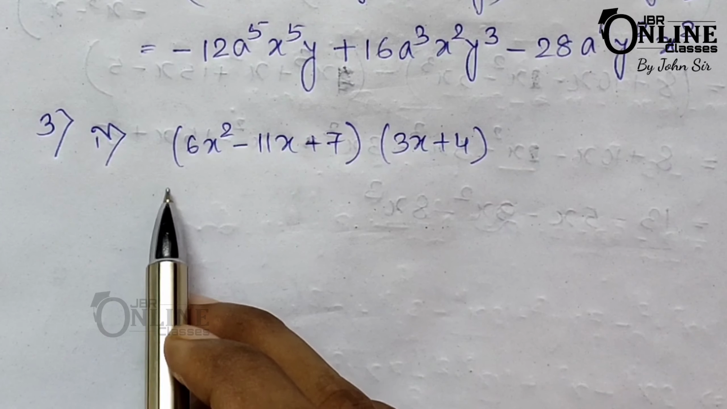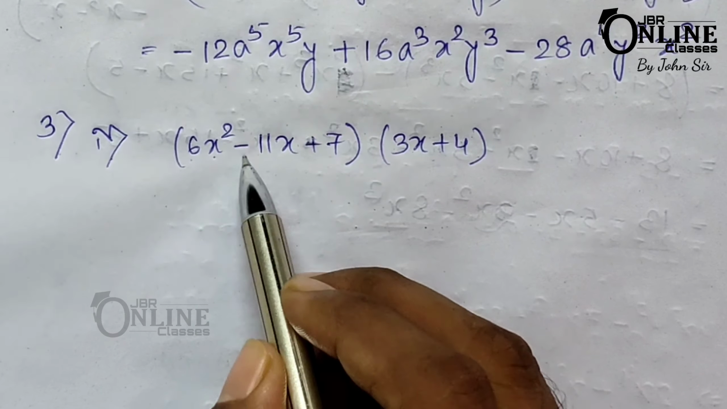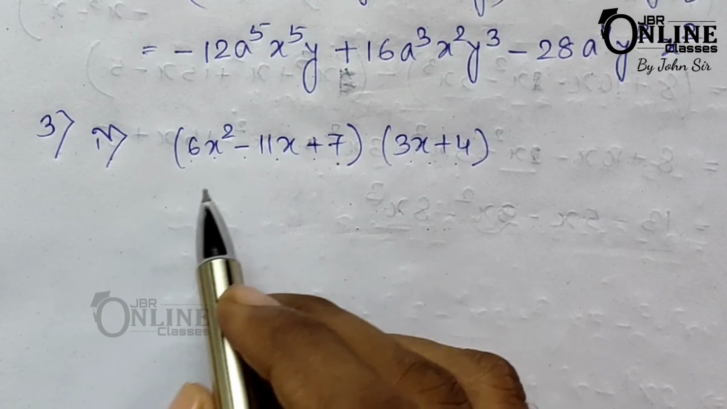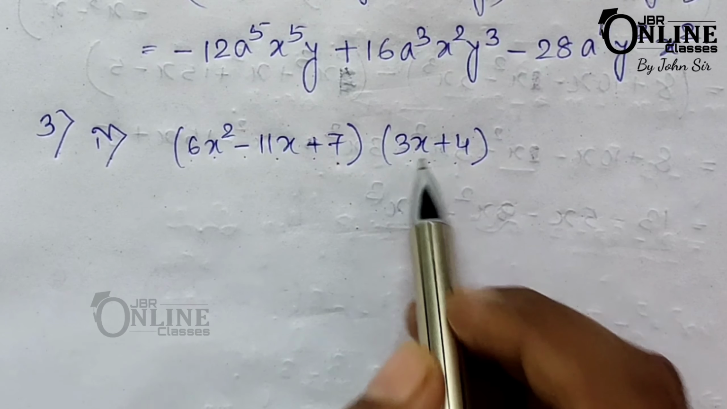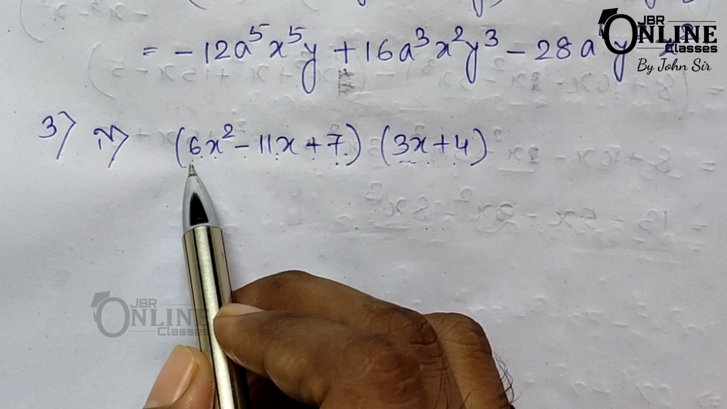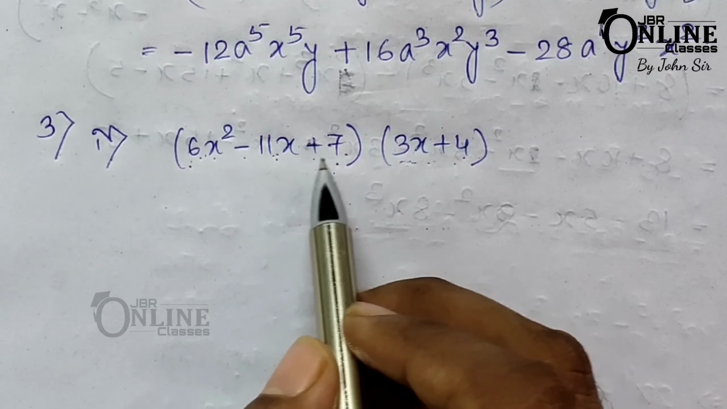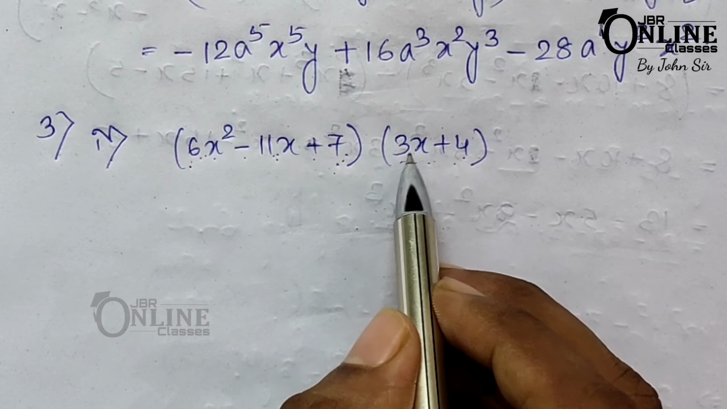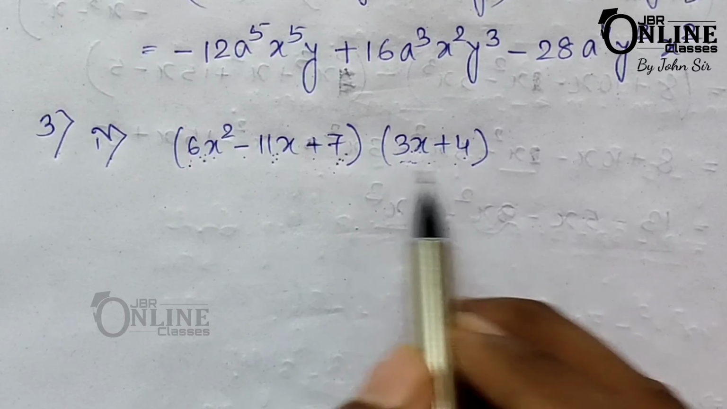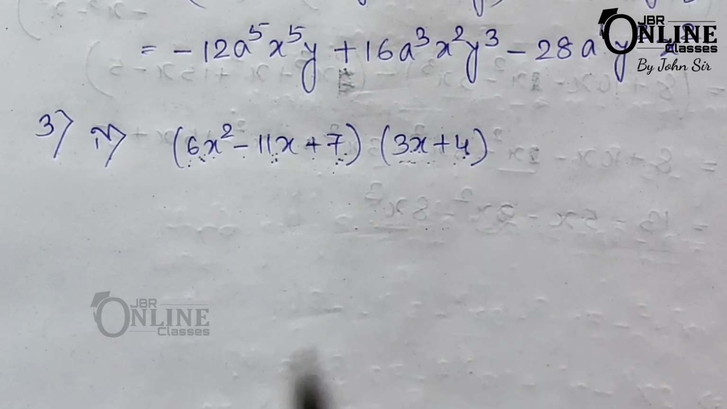Okay, now sum number 3, find the product. The first expression 6x square minus 11x plus 7. Second expression 3x plus 4. Now in that case, first you have to multiply 3x with each and every term of the first expression, and after that you have to multiply 4 with each and every term of the first expression. That means first you have to multiply 3x with 6x square, 3x with 11x, 3x with 7. After that 4 with 6x square, 4 with 11x, 4 with 7.